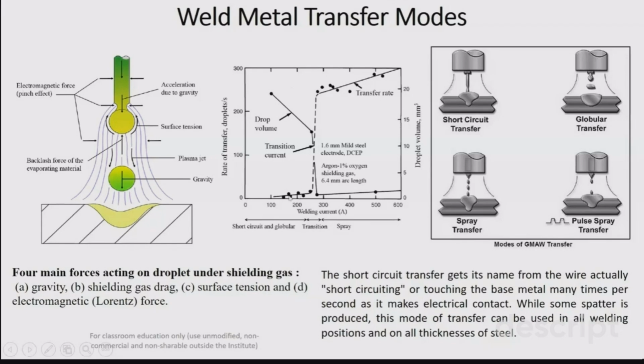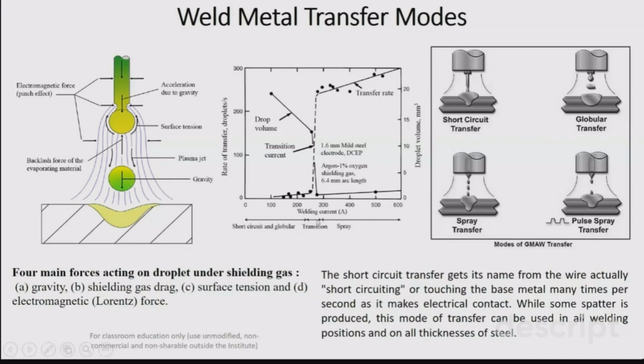But as soon as you increase your welding current up to 250 ampere, there is an abrupt change in the transfer rate of your droplets, which is developing at the surface of your electrode tip. After that, from 300 ampere to more than 600 ampere, it results in the increased transfer rate or creation of droplets per second. And in this diagram you can see that by increasing the drop volume, meaning the volume or size of your droplets which is developing at the tip of your electrode, it is getting reduced.